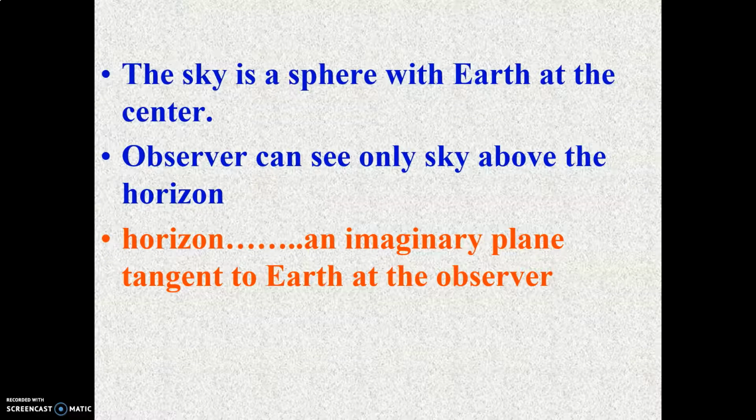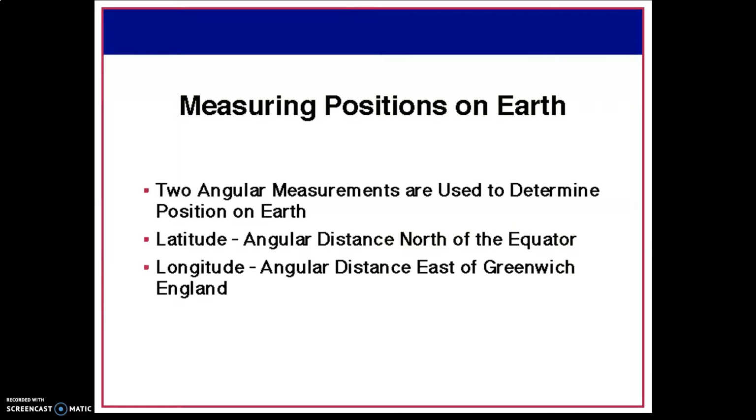So we're going to talk about an astronomical horizon, which deals with an imaginary plane tangent to the Earth at the observer. We'll deal more with this when we start talking about how to use altitude and azimuth for measuring positions in the sky. We're going to do an activity with this later on sometime. Okay, so measuring positions on the Earth, we've got to talk about that before we actually get going and doing stuff with altitude and azimuth.